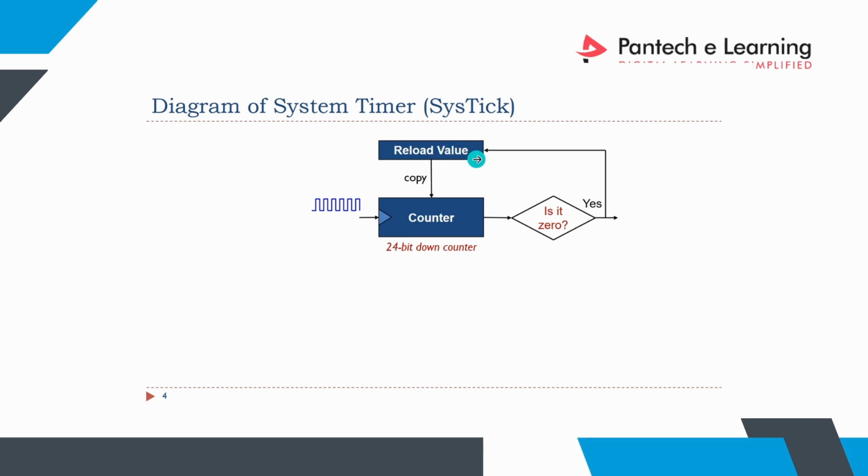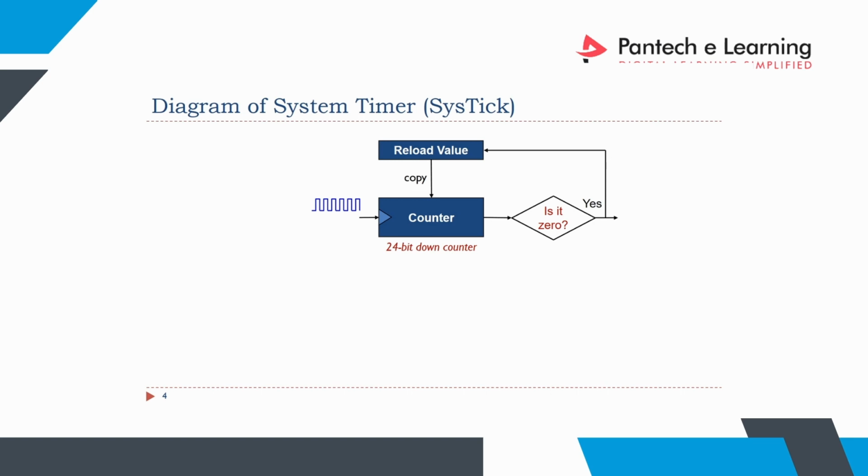Here, the value to start from, we will load in the reload register. For example, I have set this reload value as 100. This will send the value to the counter. So from 100 it will reduce the count to 0. When it reaches the 0th count, it is going to give an interrupt, and it is going to get the value from the reload register. Then again it copies the reload value and starts from 100.